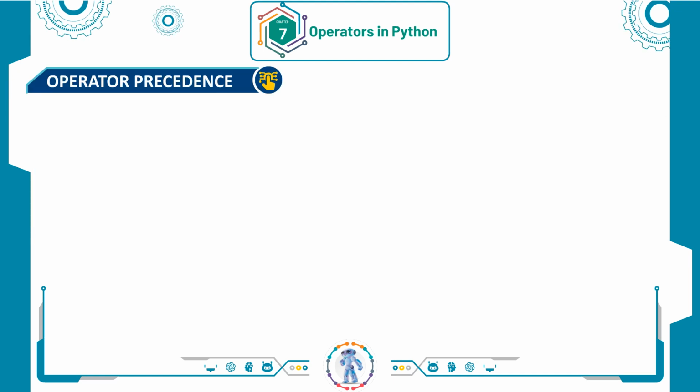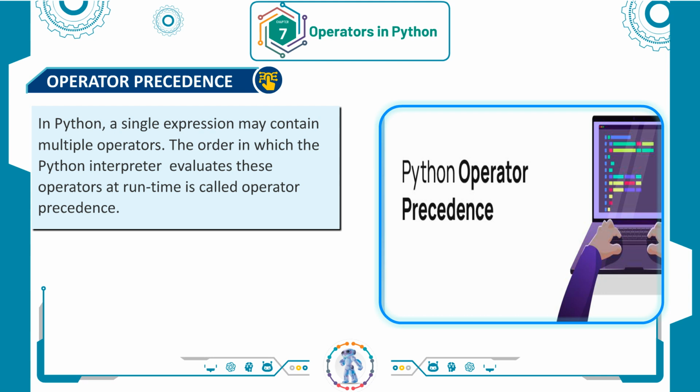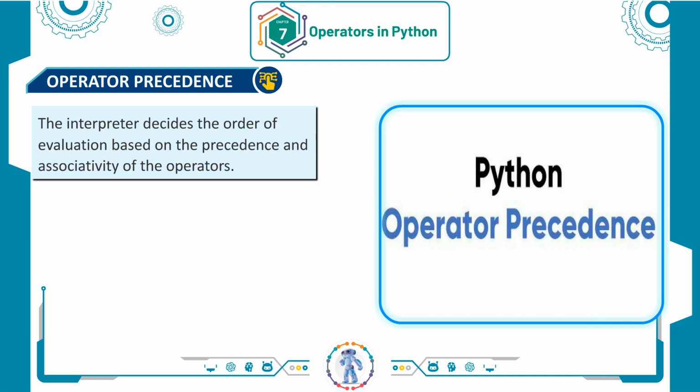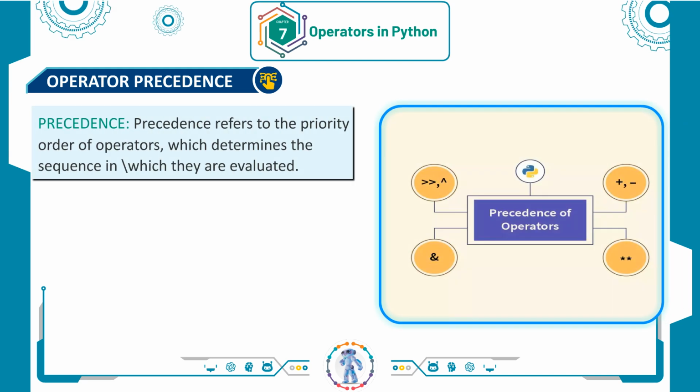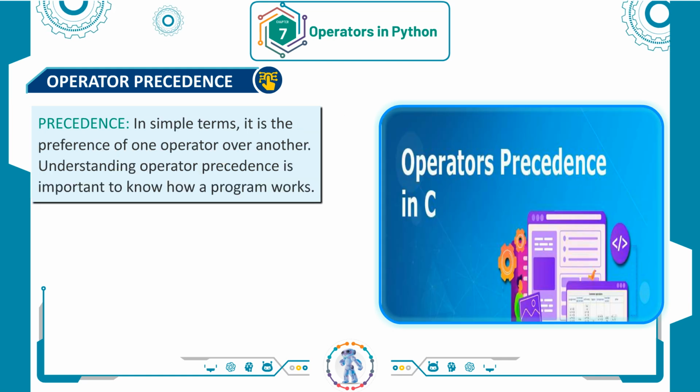Operator precedence. In Python, a single expression may contain multiple operators. The order in which the Python interpreter evaluates these operators at runtime is called operator precedence. The interpreter decides the order of evaluation based on the precedence and associativity of the operators. Precedence. Precedence refers to the priority order of operators, which determines the sequence in which they are evaluated. In simple terms, it is the preference of one operator over another. Understanding operator precedence is important to know how a program works.